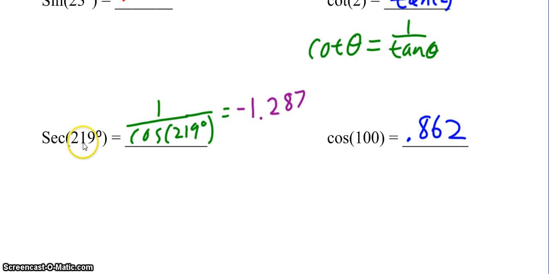Okay, so with secant we run into the same issue we did with cotangent, where secant is not a button on our calculator. But secant is a reciprocal of cosine, and cosine is a button on a calculator. So the secant of 219 degrees is the same as 1 over the cosine of 219 degrees. I can type this into my calculator and I get negative 1.287. The cosine of 100 radians, I just changed my mode back to radians. Here I needed to change my mode to degrees. Change my mode to radians, type in cosine of 100, and I get 0.862.